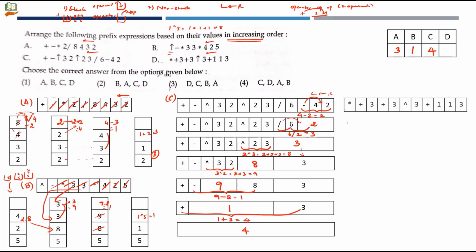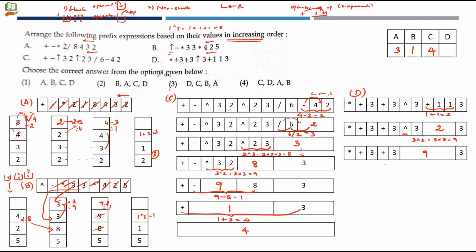Now the final expression D. We will evaluate it in a similar way as C. We have to go for the first operator. It is plus. Pick only the next 2 operands. Don't worry about 3 as of now. What is 1 plus 1? This is equal to 2. Place 2 here. Go for the next operator. It is the power operator. This will be 3 power 2, which is equal to 3 into 3, which is equal to 9. So I have to place 9 here. Now we have 1 operator and 2 operands. Altogether this will be 3 plus 9. This will be equal to 12. So we will place 12 here.